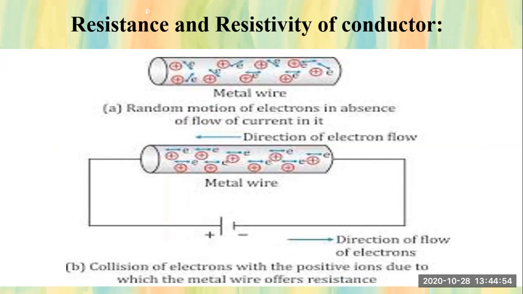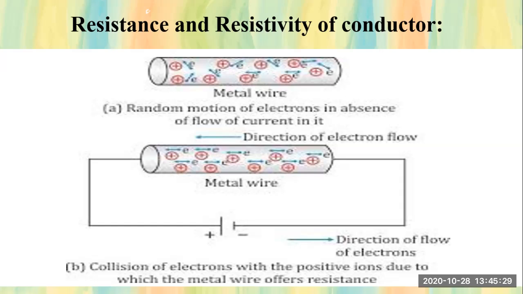Now see students, see the first diagram, a1. We will see that the electrons are in random motion. So there is random motion of electrons in the absence of the flow of current. Now there is no wire connected. In the conductor, it is not connected to batteries, right? When no batteries are connected, the electrons are moving randomly here and there, right? We can see that the charges and the electrons are moving randomly.